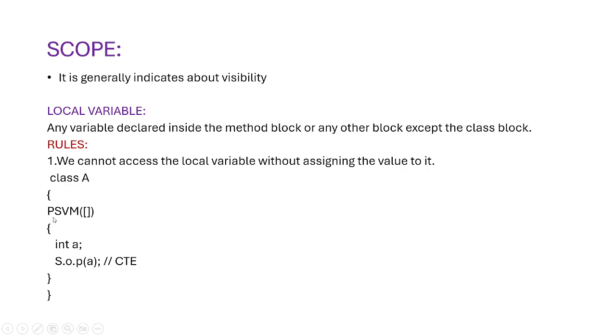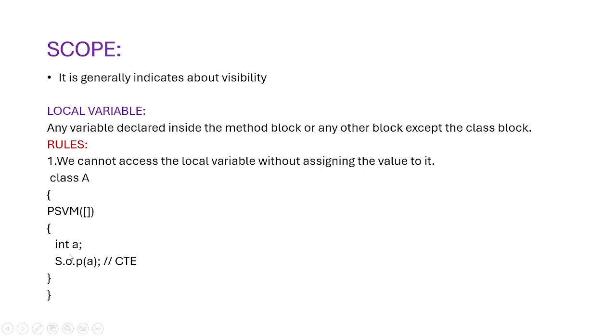If it is inside the class block, meaning above this method block, it is considered to be in the class block, and then it does not come under local variable. It should be inside a method block. It can be inside the main block or any other method block, but it has to be inside a method block. So that we consider as a local variable. Here it is the main method, and we have taken it inside this method block.